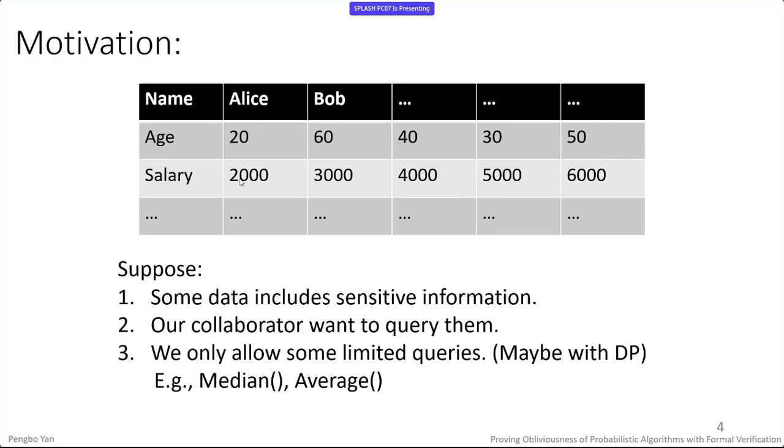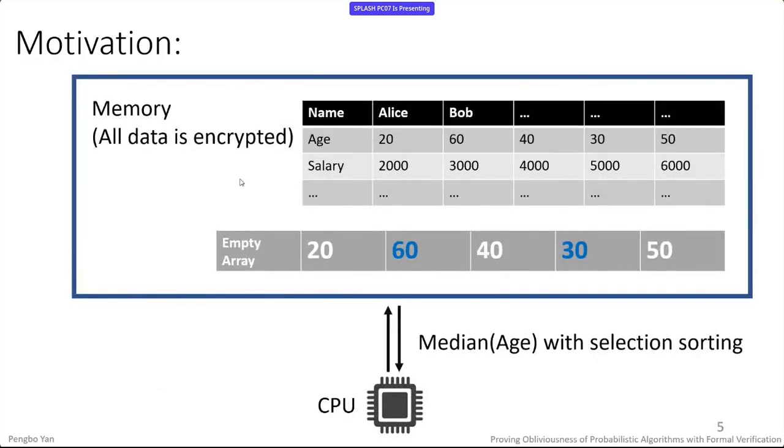Sometimes we may also want to add some differential privacy mechanism to enforce the privacy. But the memory access pattern of some algorithms may still leak information. For example, if we allow the median function, and suppose our implementation uses selection sort, and then we return the middle number of the sorted array to get the median of a row.